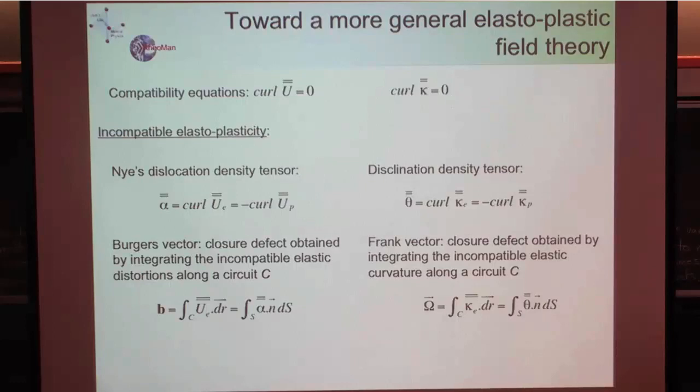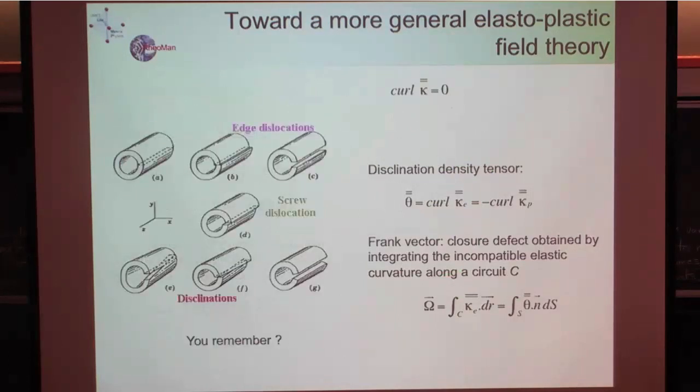Let's do exactly the same with this rotational part of elasticity. We should have a curl which is zero if we have compatible elasticity, but if we have other kinds of defects, we may have a residue here, and the residue may give another vector. The name is the Frank vector, and that would be another kind of defect. And remember, Vito Volterra, 1920: these are those defects that are named disclinations.